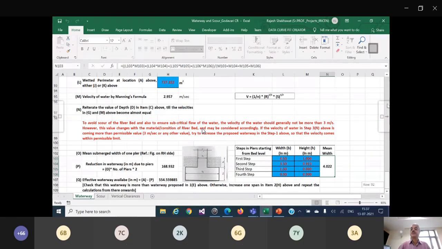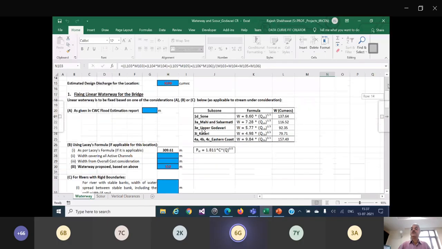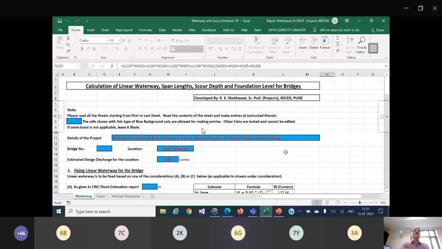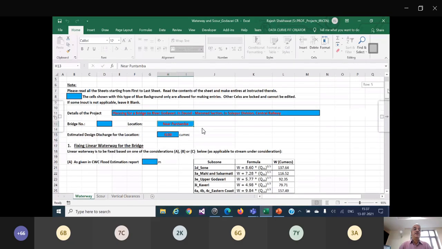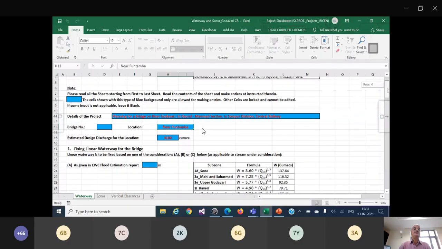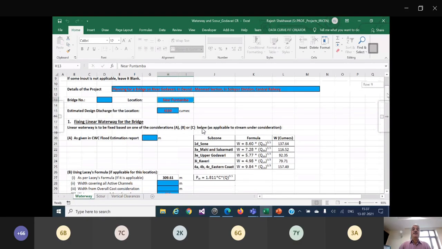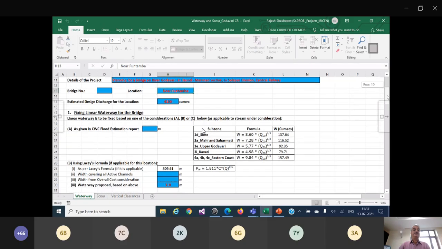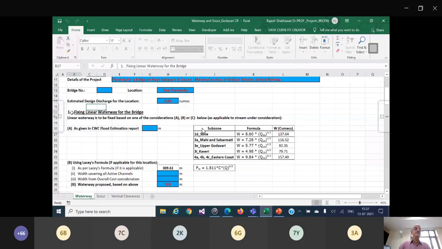Yes, sir. So this is a spreadsheet, and this is also the same here. First it says you can put which bridge and where it is, and whatever locations you want to put. All cells in light blue only you can change, others you cannot change. Now it comes to fixing linear waterway.